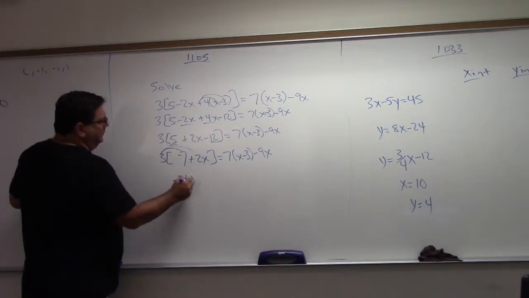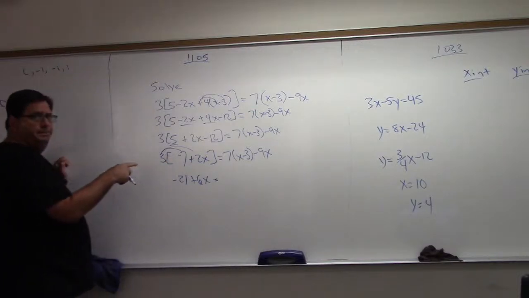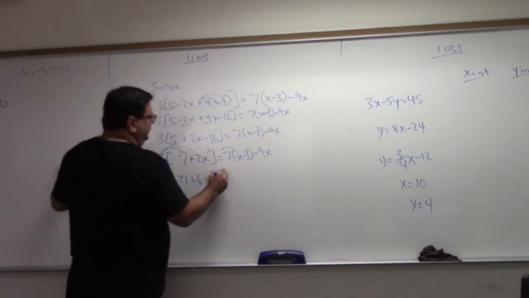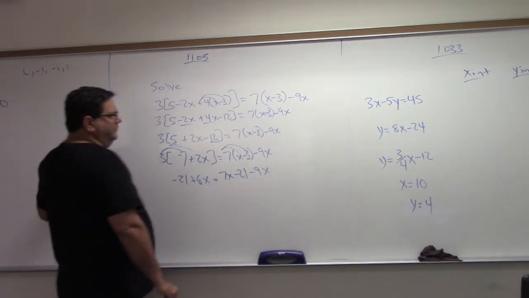Negative 21 plus 6x, right? 7x minus 21 minus 9x. Do we agree?